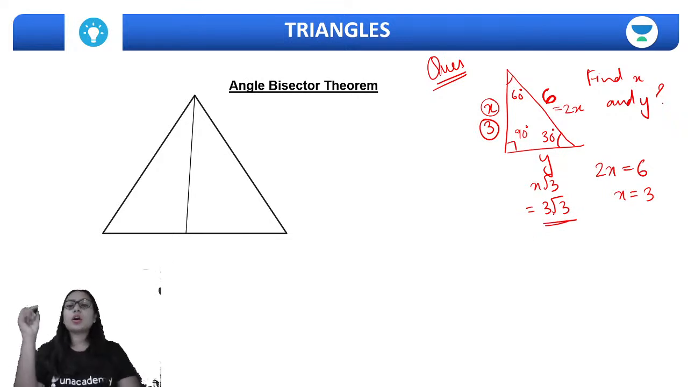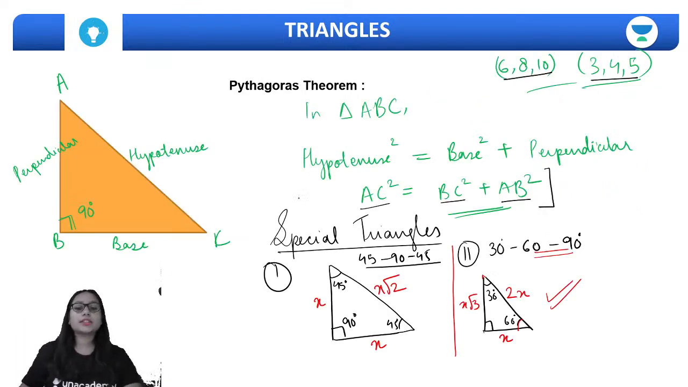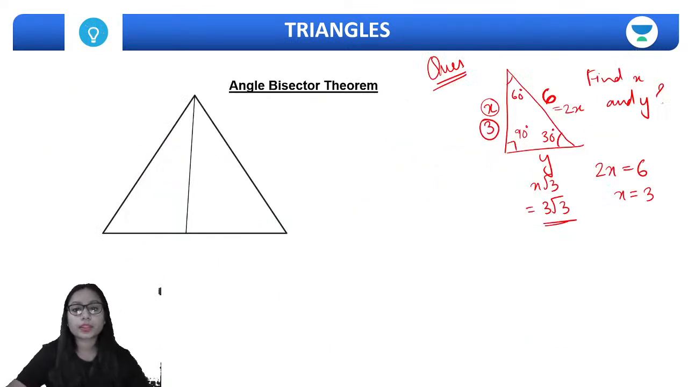The objective of discussing this concept here is that whenever you see any 45-90-45 or 30-60-90 triangle in the exam, please don't waste your time applying the Pythagoras theorem to find the sides. Please use these ratios. These are the ratios that need to be stored in your brain. I hope this is clear to you. If this is clear, please give me a thumbs up so that I can proceed ahead.